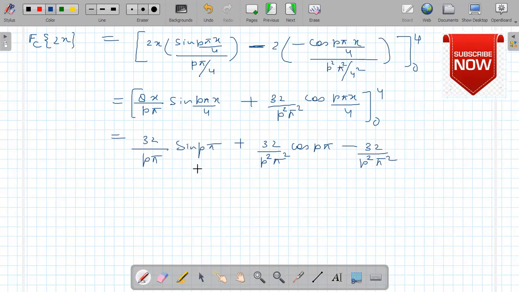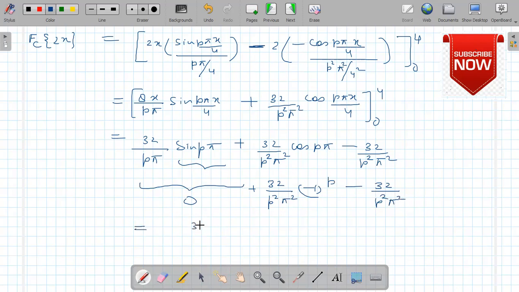So I have told you that sin(nπ) is always 0. So this is 0, and cos(pπ) is minus 1 raised to the power p. So we replace this by 32 upon p squared π squared, minus 1 raised to the power p, minus 32 upon p squared π squared. So we can take 32 upon p squared π squared common, times (minus 1 raised to the power p, minus 1). This will be the answer.